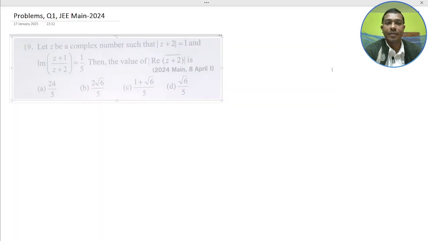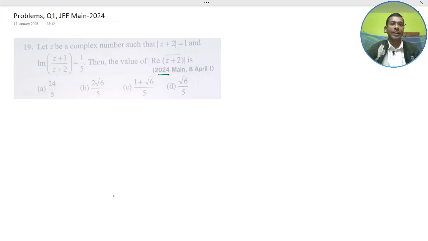The first problem is from the recent JEE Main 2024. It says: let z be a complex number such that mod of z plus 2 equals 1, and the imaginary part of z plus 1 by z plus 2 is equal to 1 by 5. You should find the value of the modulus of z plus 2. This is a very important question from the recent JEE Main 2024. So let us assume z equals x plus iy.